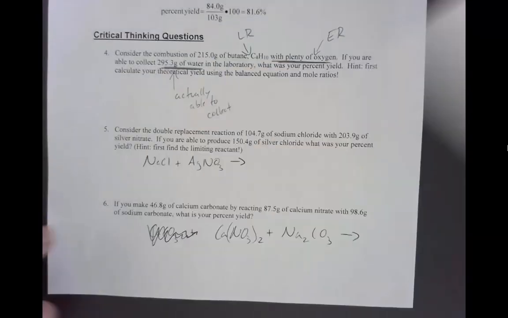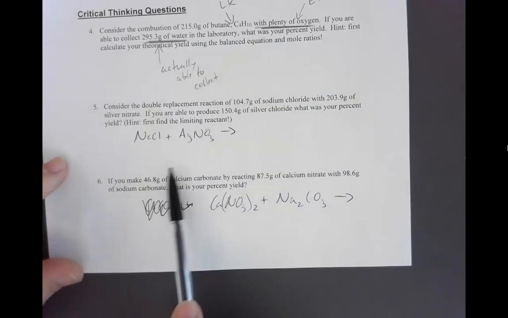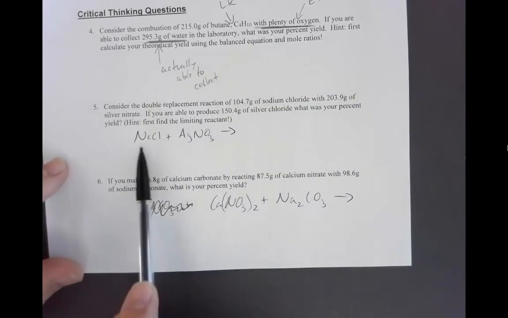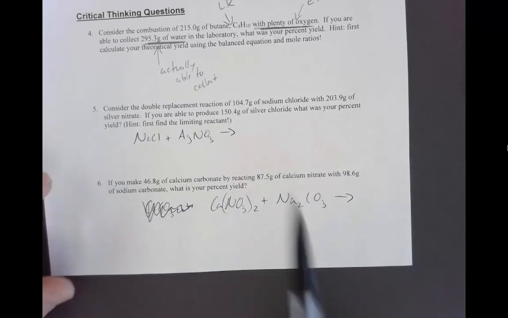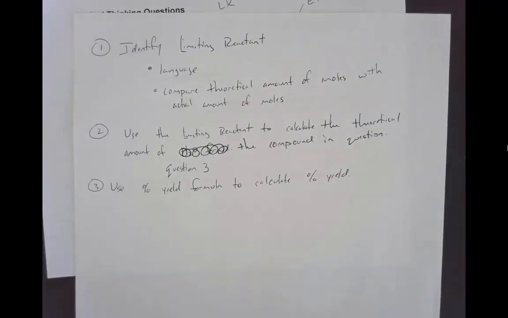So guys, I would like you to work on questions 5 and 6. Remember, just like in question 4, the reactions weren't solved for you, so you do need to write down what was reacted and then solve and balance it. After you solve and balance the reaction, the 3 steps that you need to do are listed right here. The first step is to identify the limiting reactant, either through language or comparing the theoretical amount of moles with the actual amount of moles. The second step is to use the limiting reactant to calculate the theoretical amount of the compound in question, similarly to what you did in question 3. And lastly, we use the percent yield formula to calculate the percent yield.